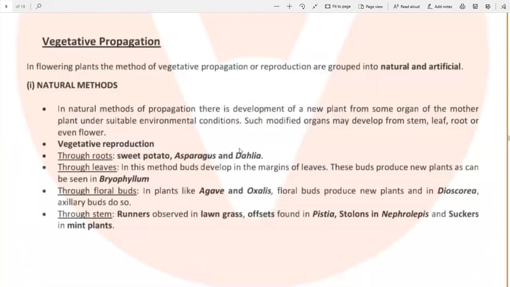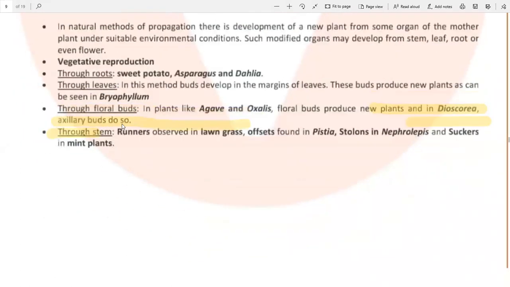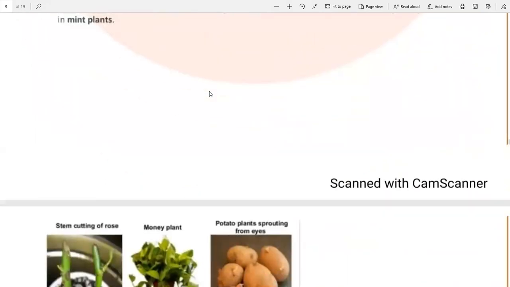Now comes vegetative propagation. It can be classified into two: natural and artificial. In the natural method of propagation, there is development of a new plant from some organ of the mother plant under suitable environmental conditions. This can be from stems, leaf, root, or even flower in some cases. Examples through roots can be seen in sweet potato. Remember, not potato, it's sweet potato. Through stems, there are runner, Lawn grass, offset in Pistia, etc.